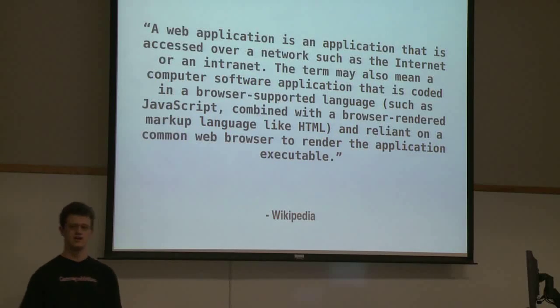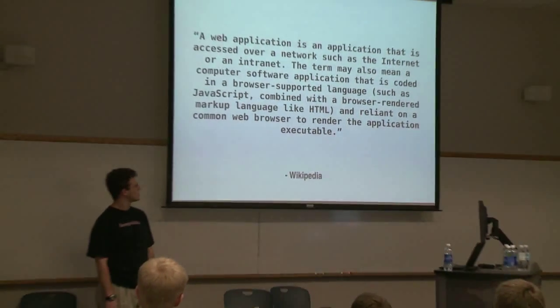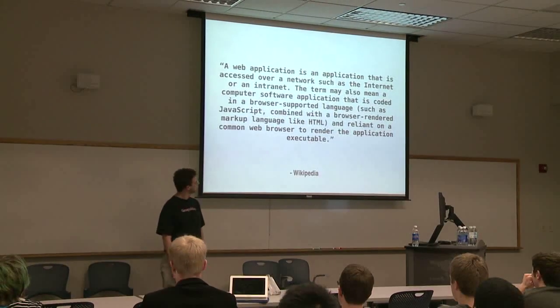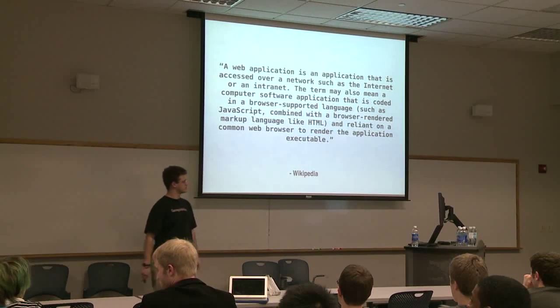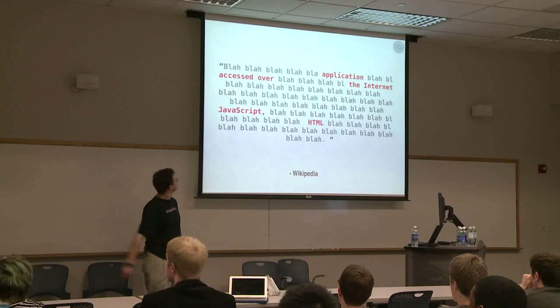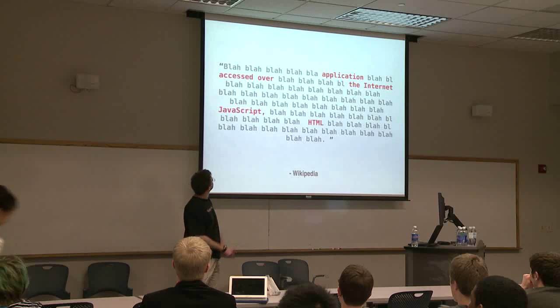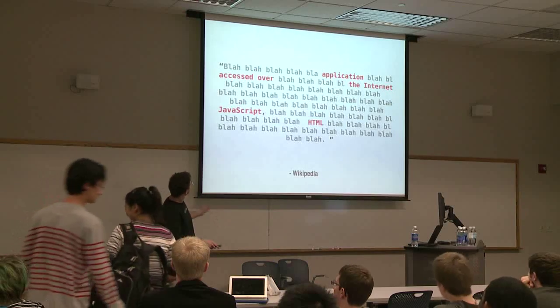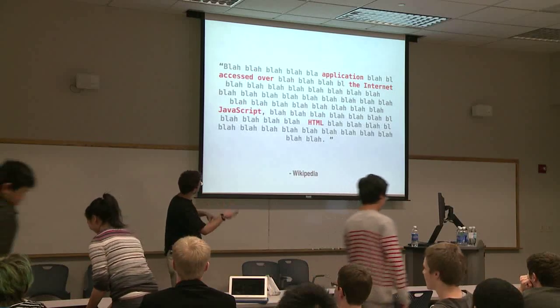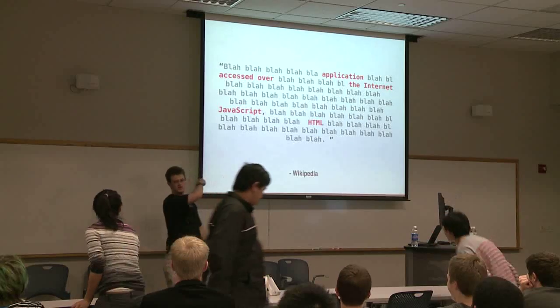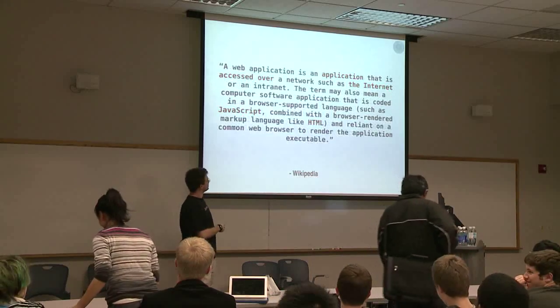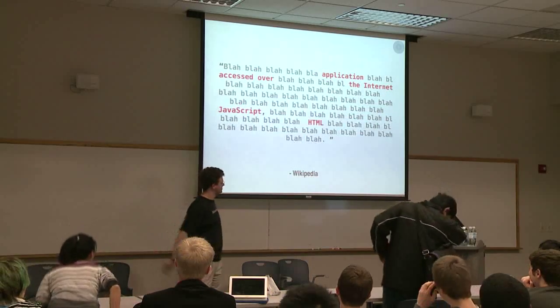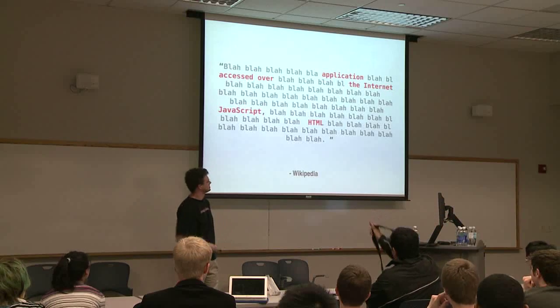That's from Wikipedia. There are a lot of words there, and most of them you don't need to know about, so let's focus on the important ones. These are the important ones. It's an application, blah, blah, blah, accessed over, blah, blah, blah, the internet, blah, blah, blah, there's JavaScript involved, blah, blah, blah, HTML. These are the important words from that definition. So lots of words, important words. If only we could do textbooks like this, that'd be great.